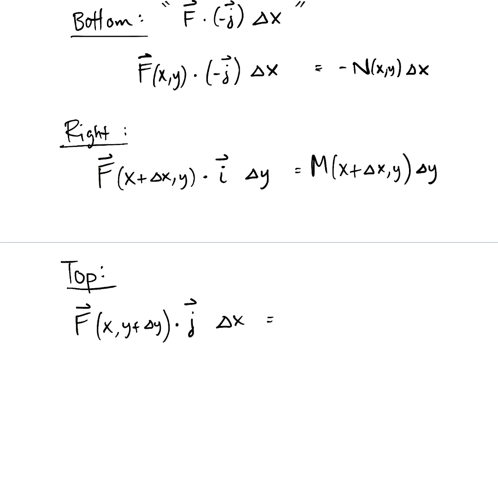And so what do we got here? That's n at x comma y plus delta y, all times delta x. And finally, left edge, full circle, if you will.